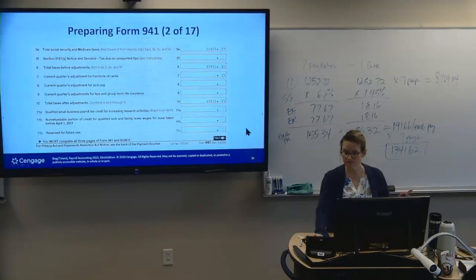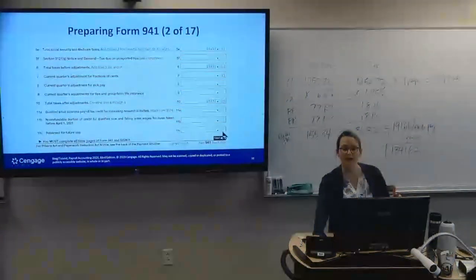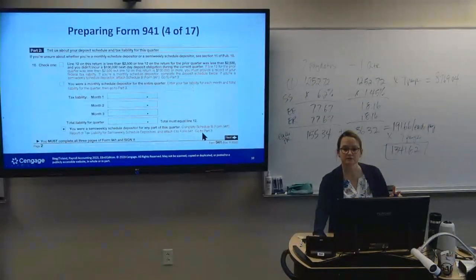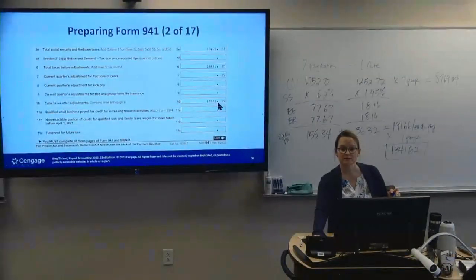The fractions of cents is simply to make an adjustment for rounding differences. It's just because of the math. But keep in mind, whatever you have in this box is what you're going to want this to equal. So essentially you're reconciling between the two.